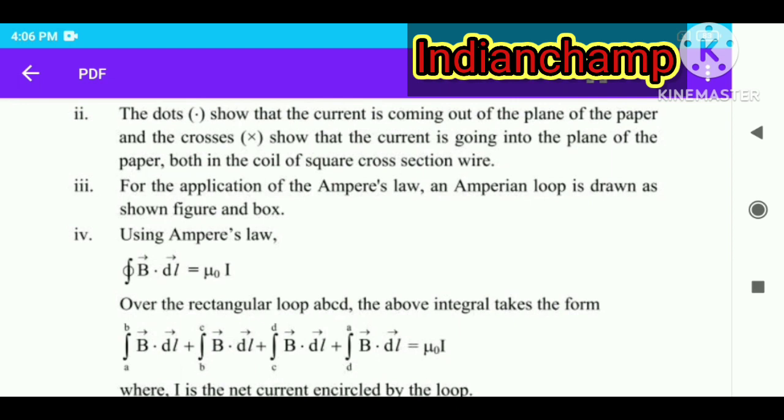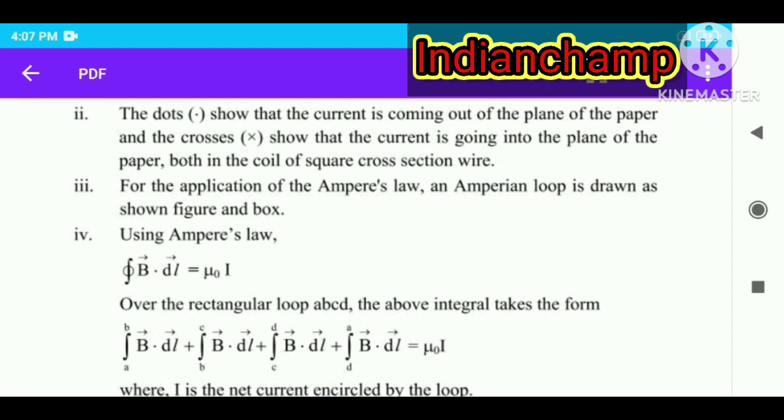Second, the dots show that the current is coming out of the plane of the paper, and the crosses show that the current is going into the plane of the paper, both the coil being a square cross section wire. Third, for the application of Ampere's law, an Ampere loop is drawn as shown in the figure, a box.